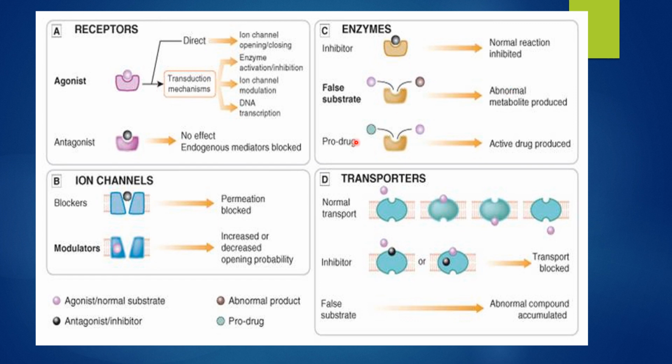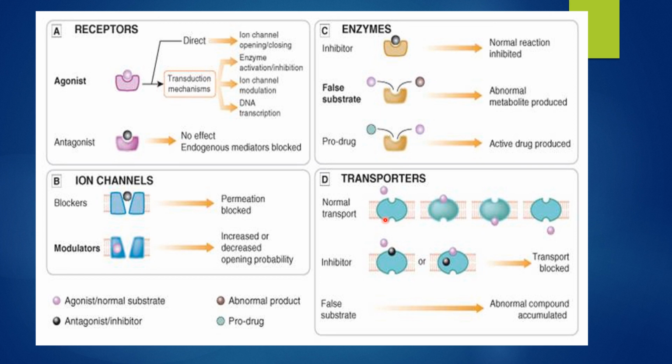When it is a prodrug, as I have already told in the pharmacokinetics classes, it is a drug which will be activated in our body. An inactive substance is attached to that enzyme and the active drug will be produced. In the same way, the fourth target protein is a transporter.